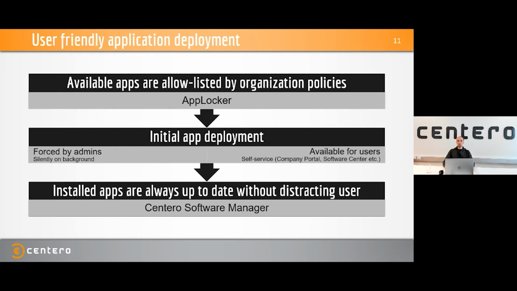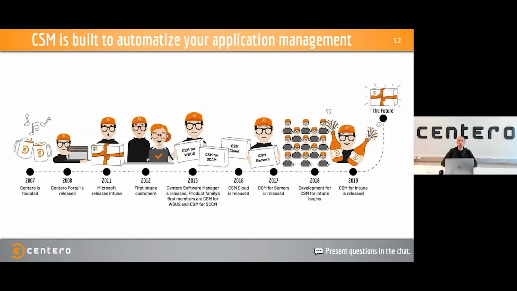But now we have the application somehow deployed, the initial deployment. We need to also update those. And I'm going to tell you a little bit about Sentero Software Manager. That's a service that you are able to use to actually automate the deployment and the updating process completely. The Software Manager has been around for some time, and the service that is actually running in the background on the Software Manager is our enterprise-ready packaging service, and that is something that we have been doing already since 2007, making sure that the applications are ready for the enterprise deployments.